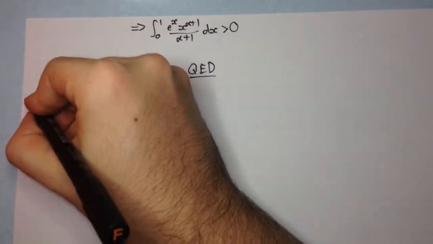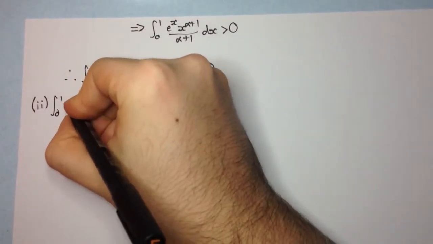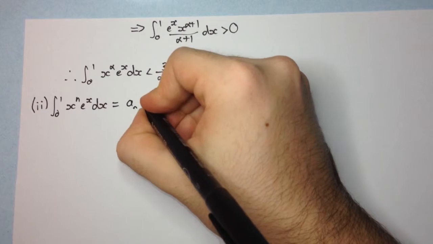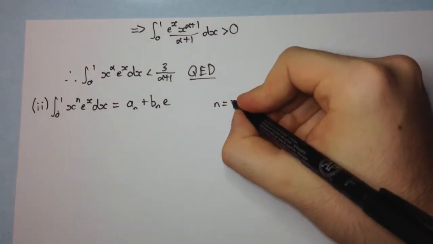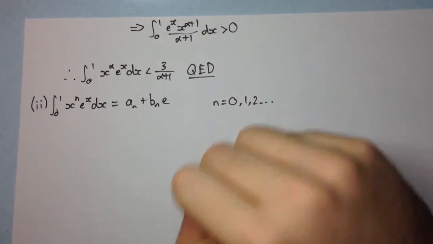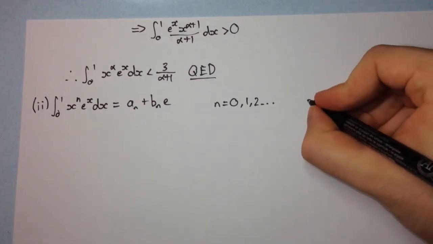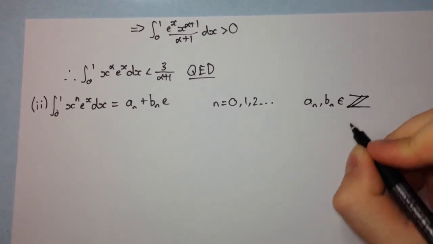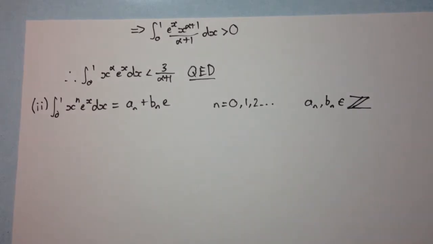So, part 2, let's just write down what we want to show. The integral of x to the n, e to the x dx is equal to a sub n plus b sub n times e. We want to show this for n equals 0, 1, 2, all positive integers and 0. And we're showing that a sub n and b sub n are integers. I always like to write down what we need to show and all the information that we have before I start the question.